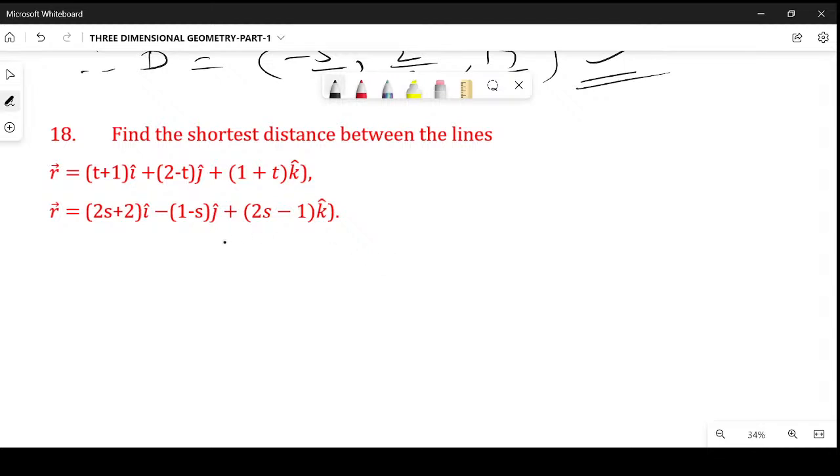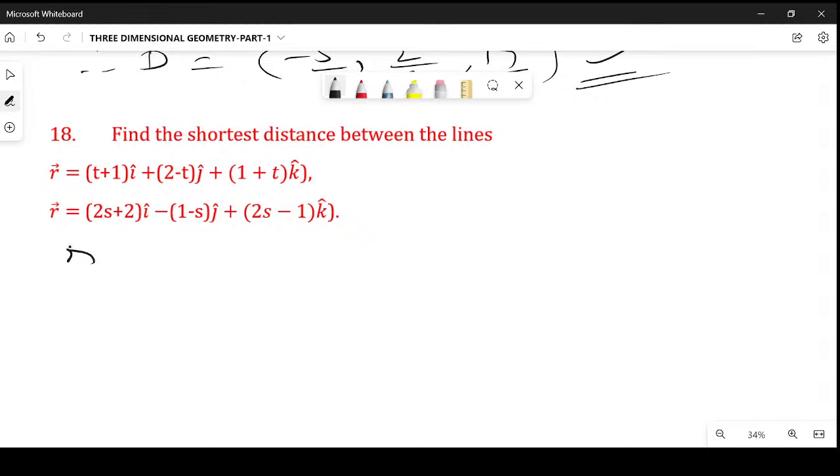So here, when they are asking the shortest distance between the lines, from line 1 I can write a1 bar. Because we can define what a1 bar is from the equation, as they are given. I can rearrange this equation, and after that I can write all that. So what can I do? First I will rearrange the equation.